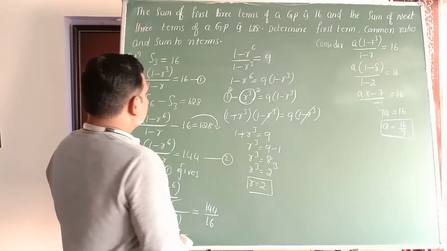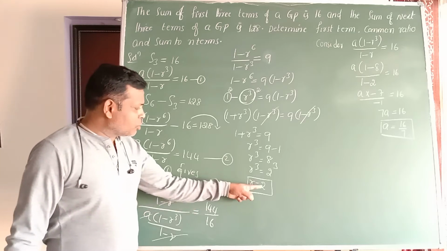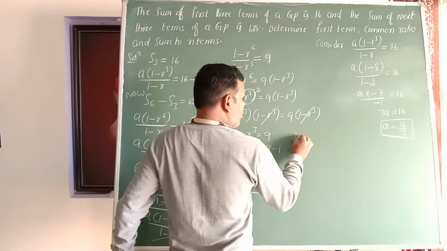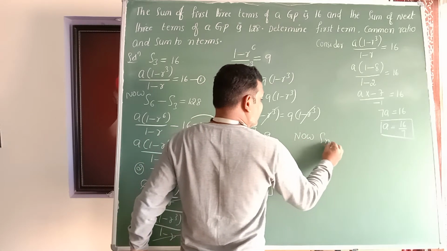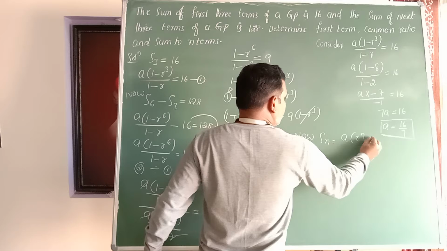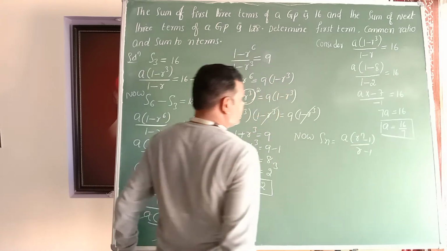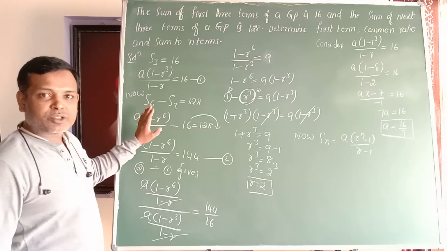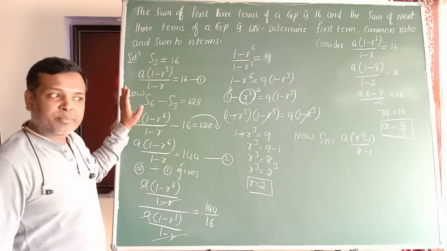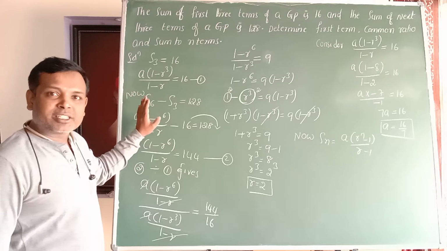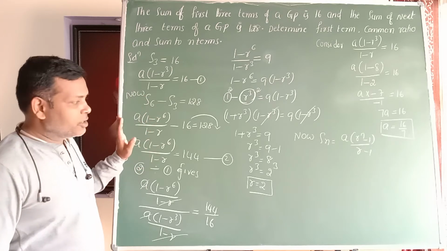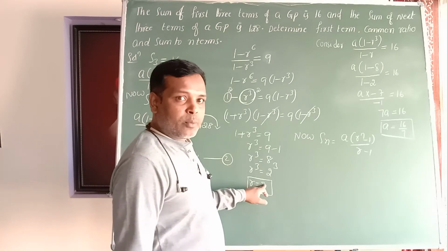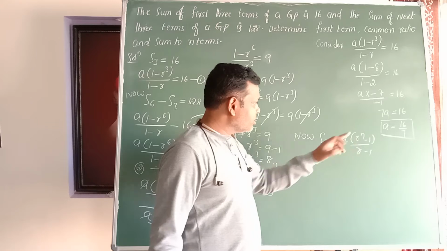Look here. Already we know that r is equal to 2, which is greater than 1. When the common ratio is greater than 1, we have to use the formula Sn is equal to a into r power n minus 1 divided by r minus 1. When the common ratio is less than 1, we have to use the formula Sn is equal to a into 1 minus r power n divided by 1 minus r. So after finding the value of r is equal to 2, which is greater than 1, we have to use this formula.